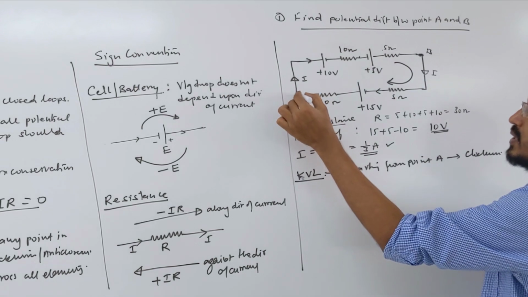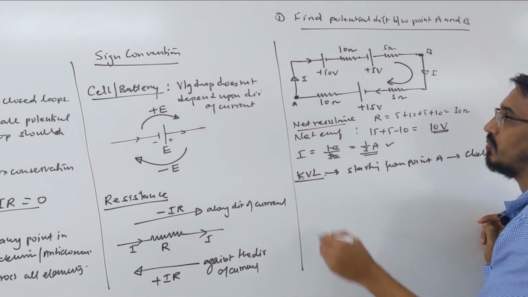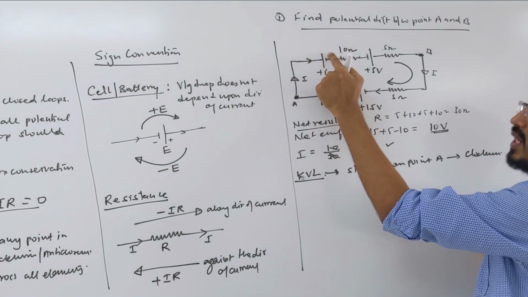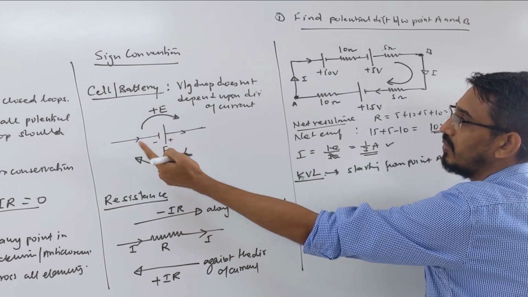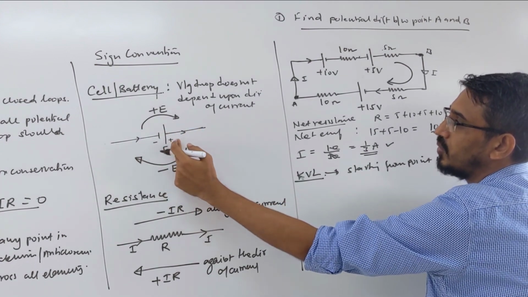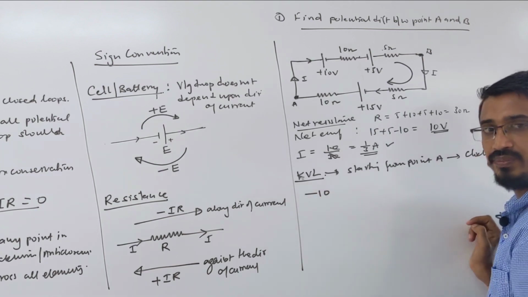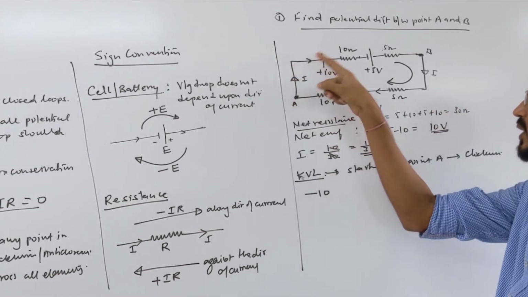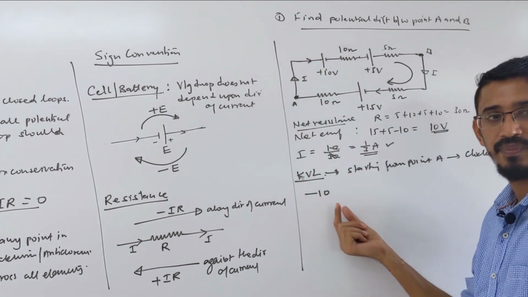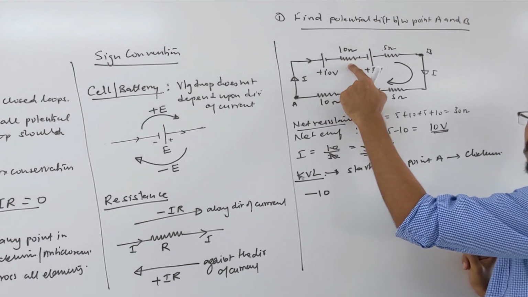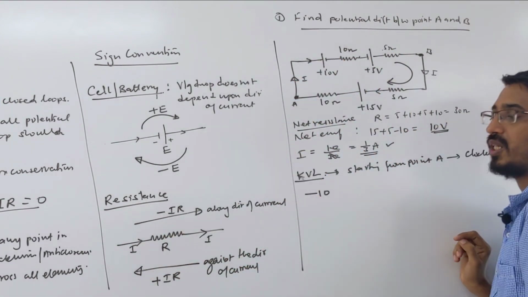You start from here and go clockwise. Then first you go to this battery, correct? The battery is jumping from positive terminal to negative terminal, so your drop is called minus 10 volt, negative. Jumping from positive terminal to negative terminal, the voltage drop is minus 10. Then you get this resistance, you are going in the direction of the current, and the drop is called negative, minus IR.